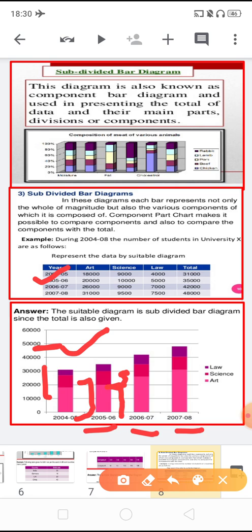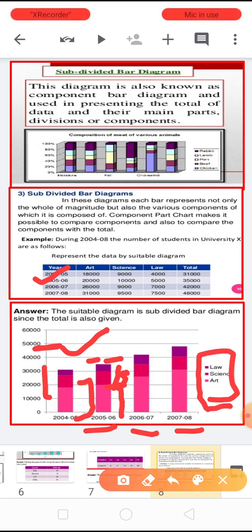The next is the law students, and the number is 5,000. So we'll again take the height of this bar up to 35,000. It shows the total number of students, and from 30,000 to 35,000, in between of the bar we are representing the law students, with this brinjal color. So this is the way the subdivided bar diagrams have been drawn.